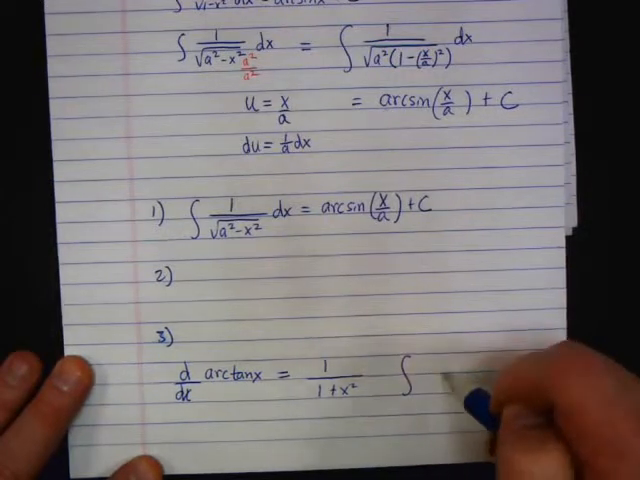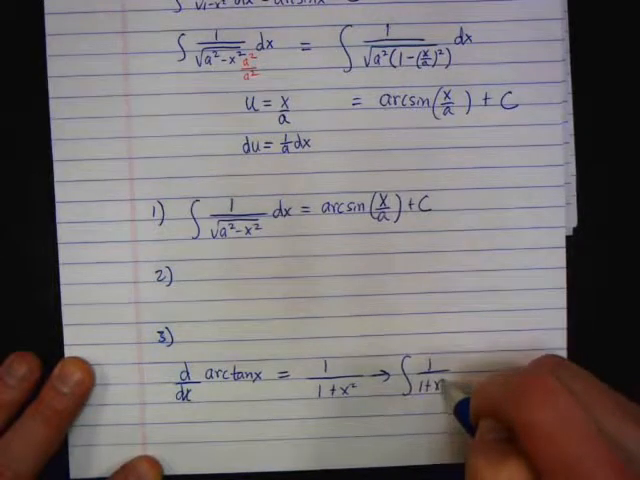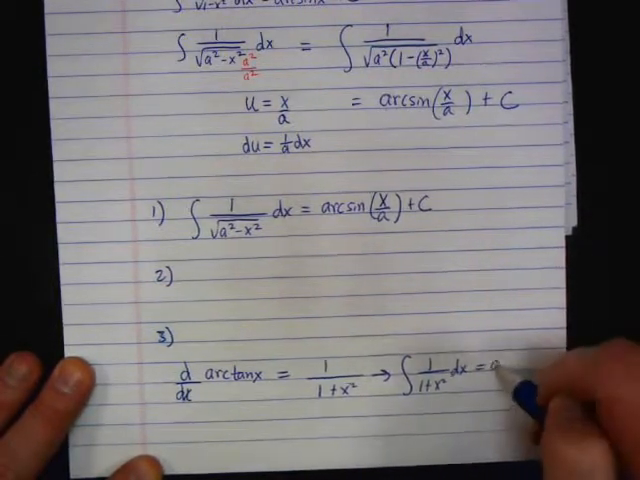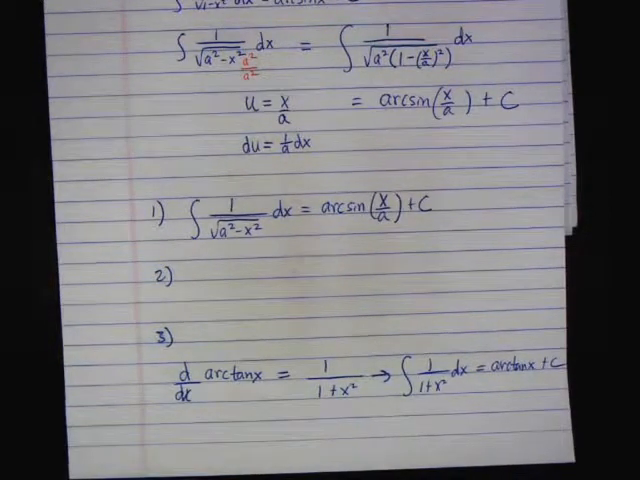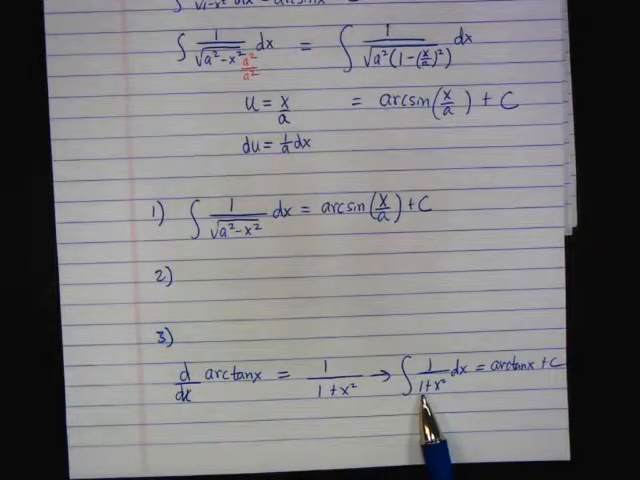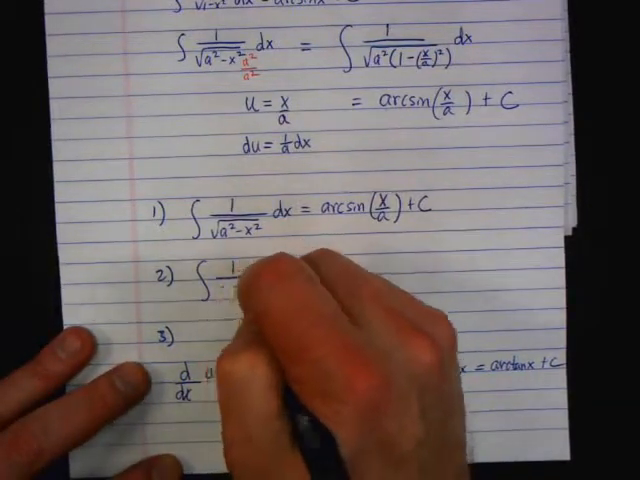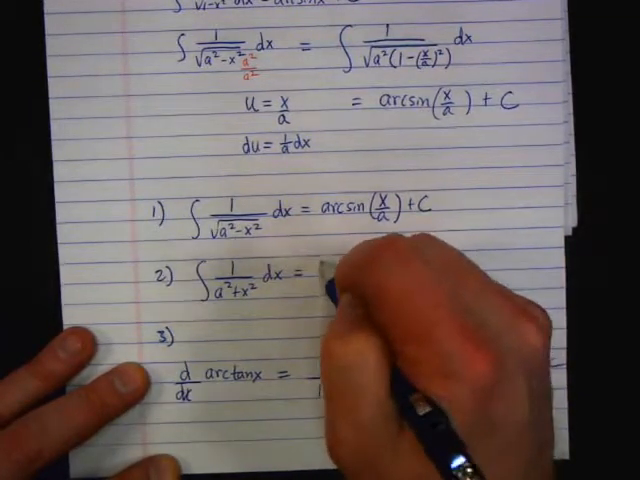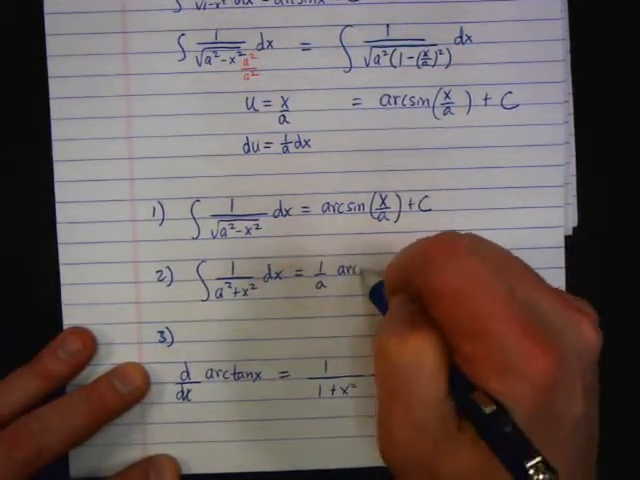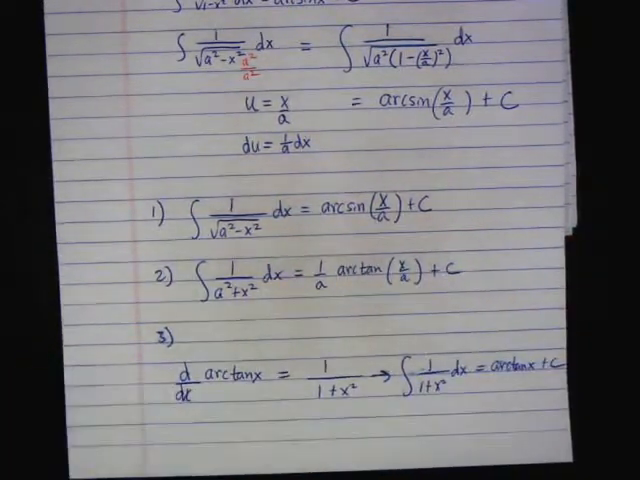Which, of course, we can now reverse. That means the integral of 1 over 1 plus x squared dx is arctan x plus c. But once again, typically we're not just going to have the number 1 there. We're going to have some other number. And so the integration formula that we use is the integral of 1 over a squared plus x squared dx is 1 over a arctan of x over a plus c.